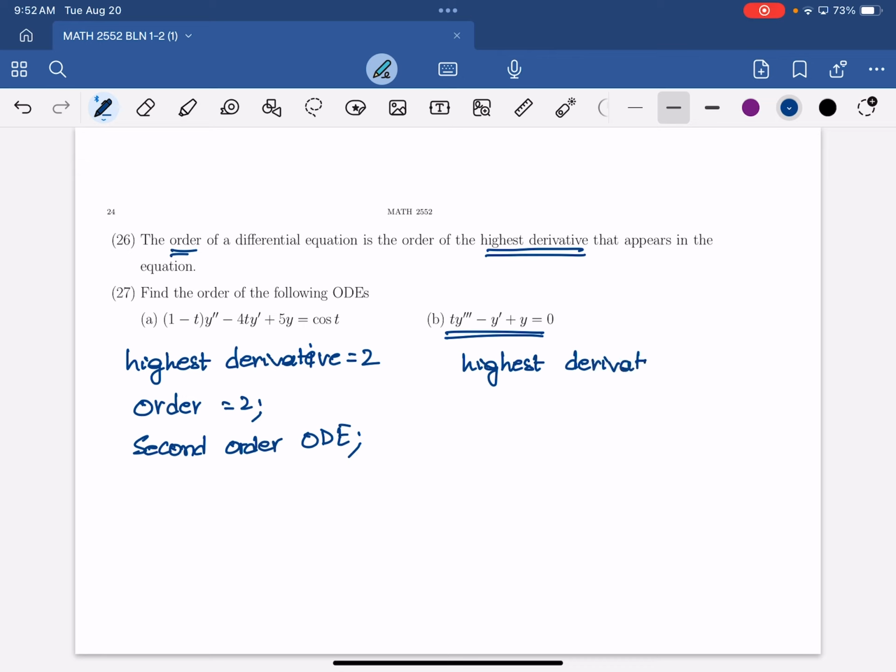Highest derivative is 3. Why? Because I have d cubed y dt cubed in the very first term. So that is the highest derivative. So the highest derivative is 3, so here the order is 3. So this is a third order ordinary differential equation. Is that clear? Are you with me? Everybody okay?